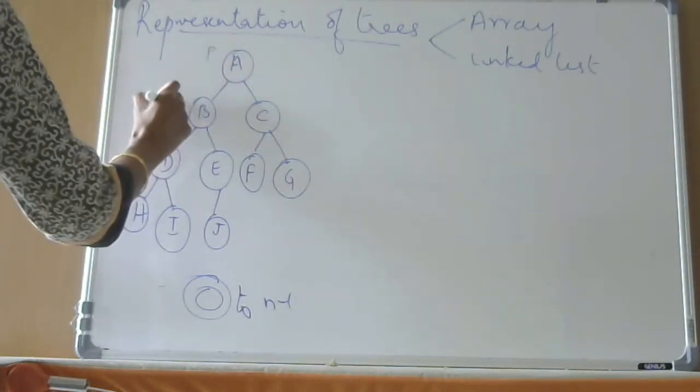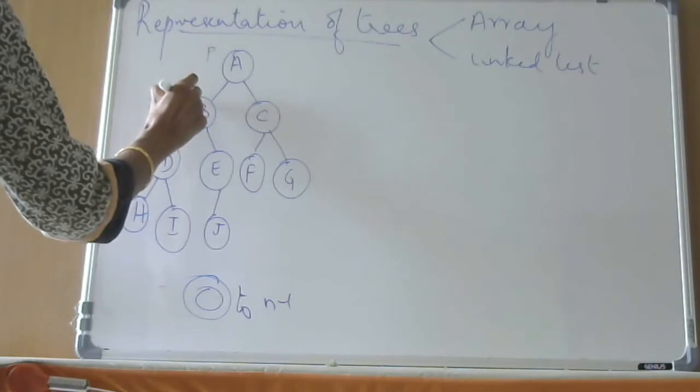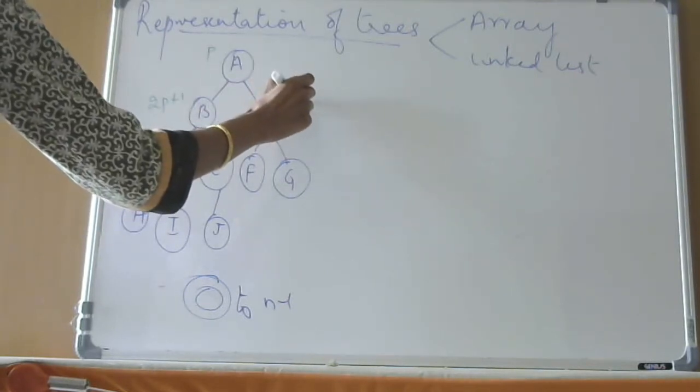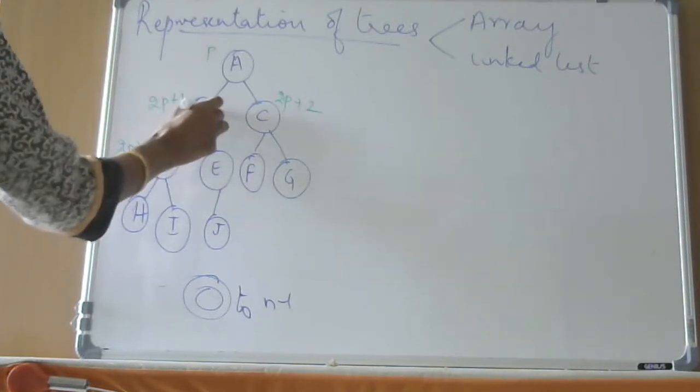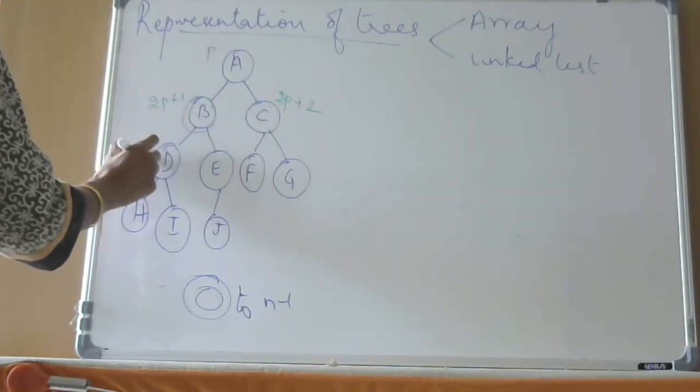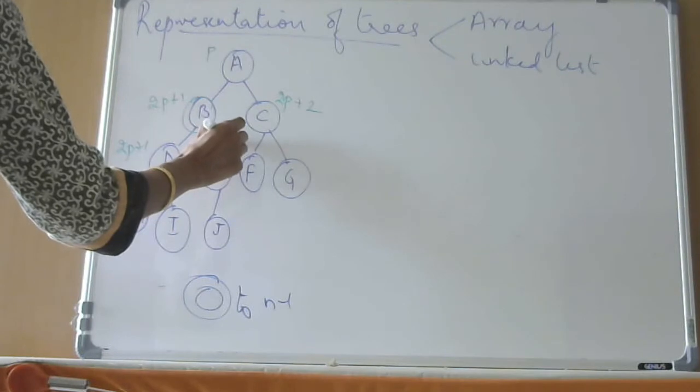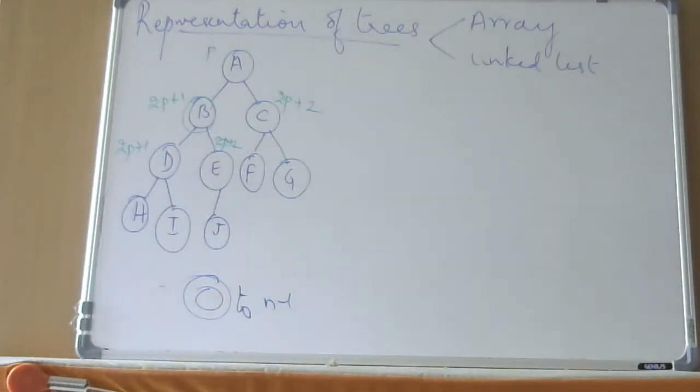If this is P, then I can call the left child as 2P plus 1, and this node as 2P plus 2. Similarly, if B is P, this becomes 2P plus 1, this becomes 2P plus 2. That means the left child of the node P is the node 2P plus 1. The right child of the node P is the node 2P plus 2. So if I have this particular tree, how do I represent it?